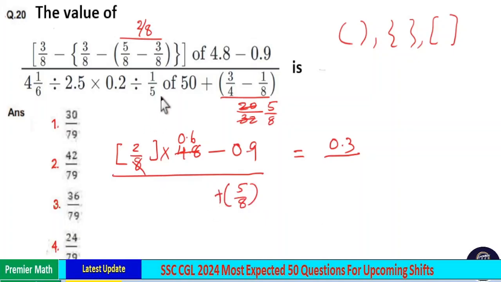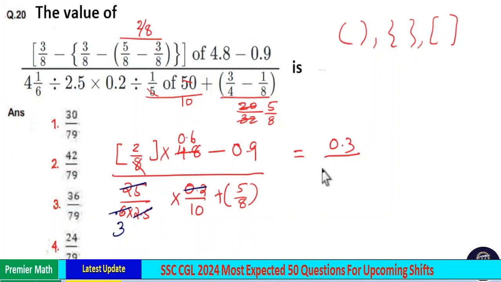Now remaining is 1 by 5 of 50, means 5 goes 10 times in 50. So this is 10. But here 0.2 divided by 10. Remaining 4 into 6 is 24. 24 plus 1 is 25. So 25 by 6 by 2.5. 25 by 6 by 0.25 means 25 by 6 into 2.5. Now cancel 25 and 2.5. So this will become 0.6 in the denominator. Now 2 goes 3 times in 6, so 0.2 goes 3 times in 0.6. Now this is equal to 1 by 30.